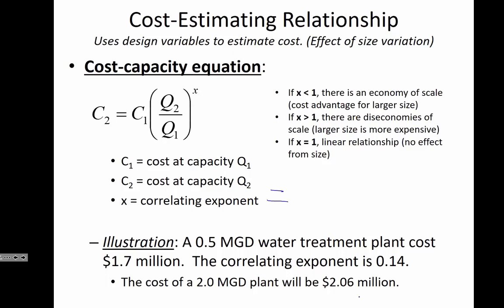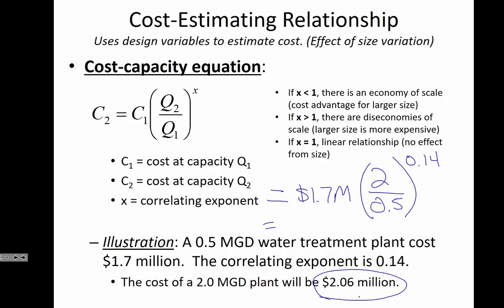So we should have 1.7 million. The ratio of Q2 to Q1 is 2 million gallons per day to 0.5, and then you take it to the power of 0.14. What does that work out to? Can anyone confirm that it is 2.06 million? I see some nodding heads.